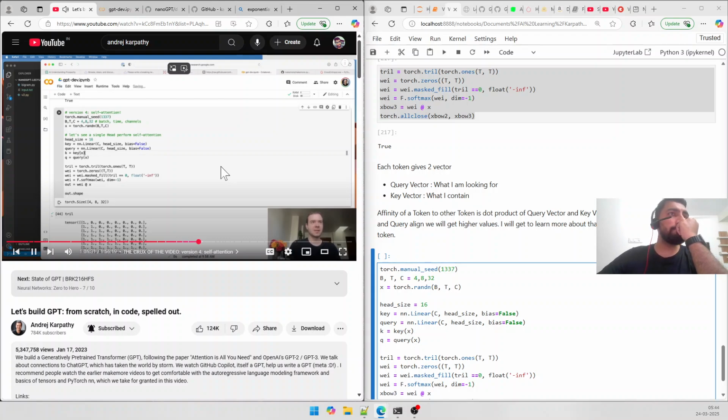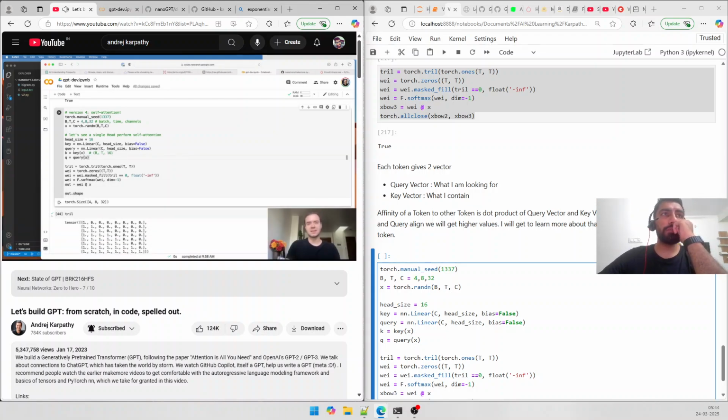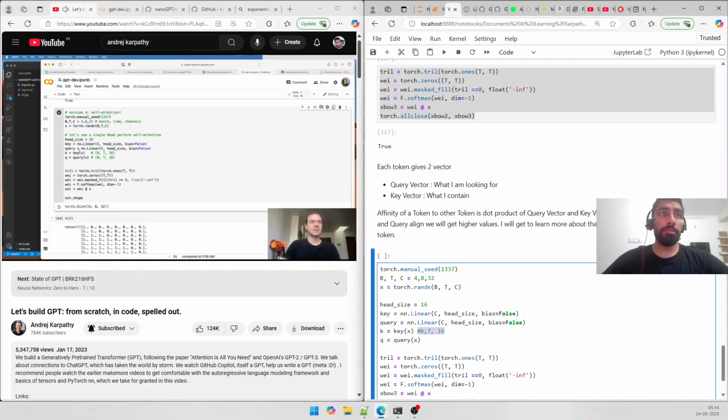So the size of this will now become B by T by 16, the head size. And the same here, B by T by 16. So this being the head size, you see here that when I forward this linear on top of my x, all the tokens in all the positions in the B by T arrangement, all of them in parallel and independently produce a key and a query. So no communication has happened yet.